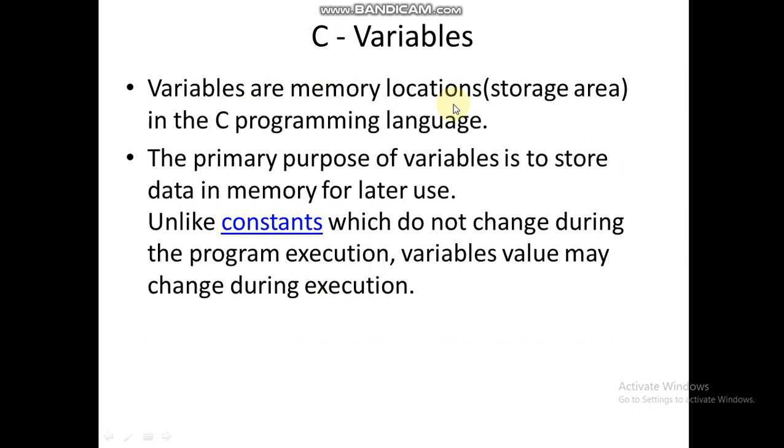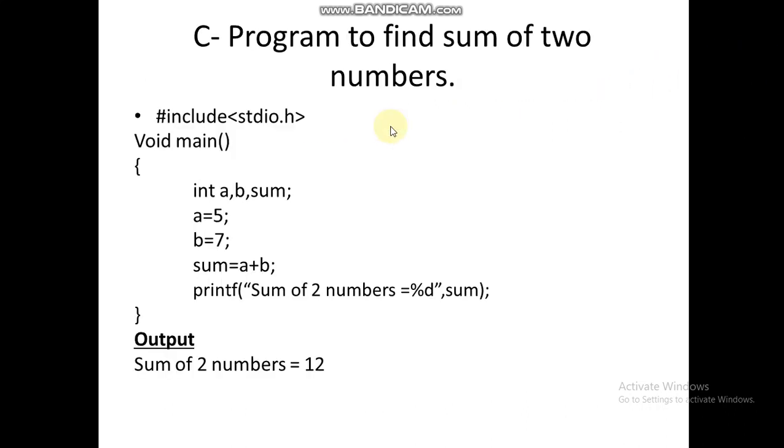Variables are memory locations, or storage areas, in the C programming language. For example, here A, B and sum are all variables. These variables are used to store values. If you want to store 5, where do you store it? You need some location to store the value. So 5 is assigned to variable A. A contains some address, and in that address the value 5 is stored.